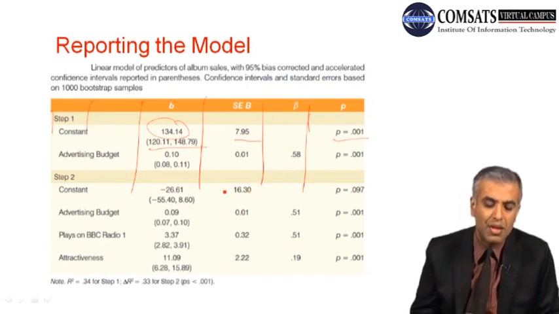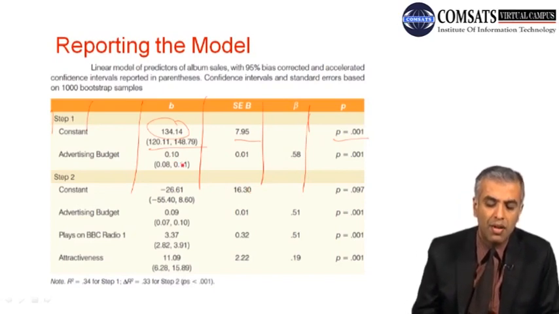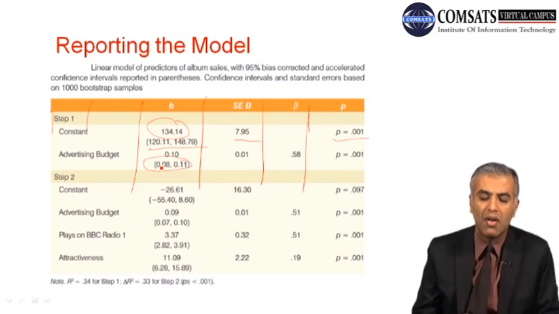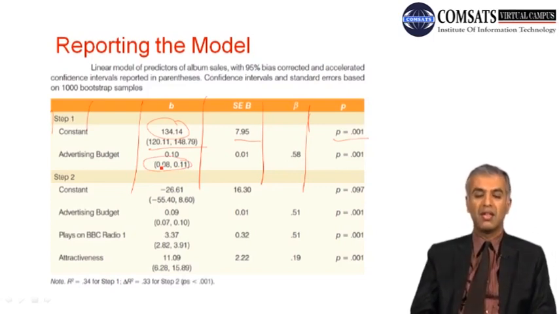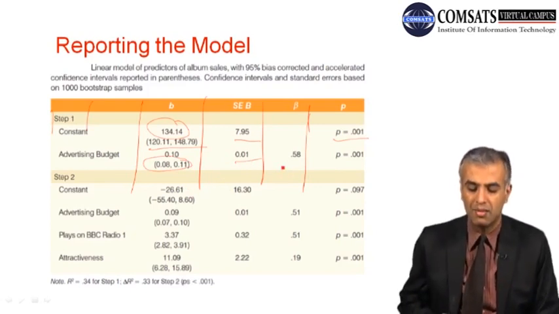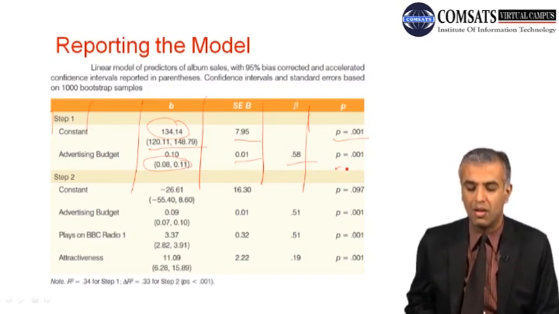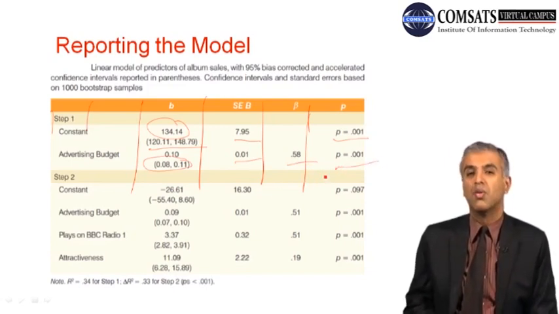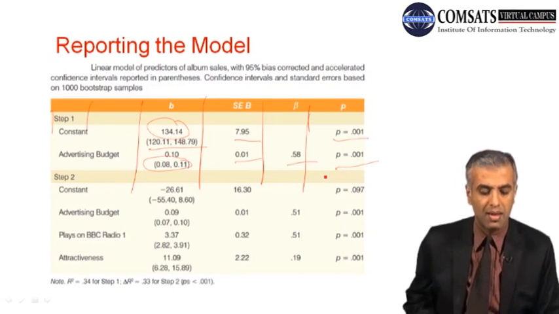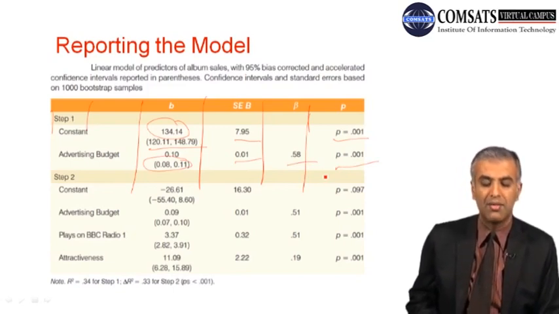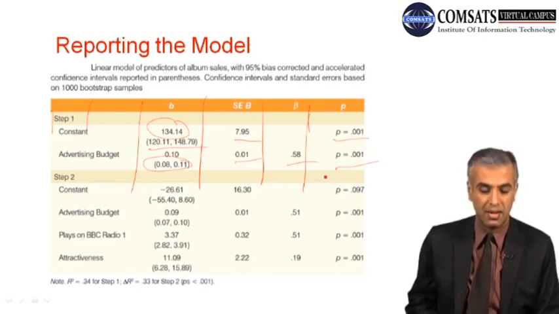Likewise, the advertising budget beta value is reported here with its confidence interval. Likewise, the standard error is also reported, which is quite less. And then we are reporting the standardized beta value here along with the p-value. So this is the way we will report step 1 if we are performing hierarchical regression.